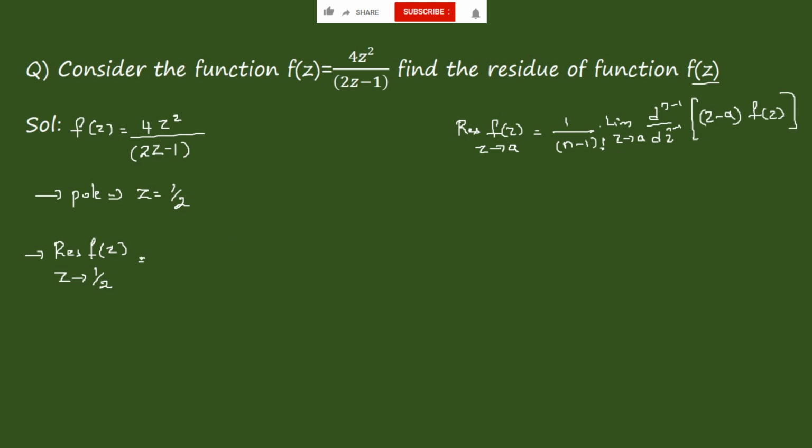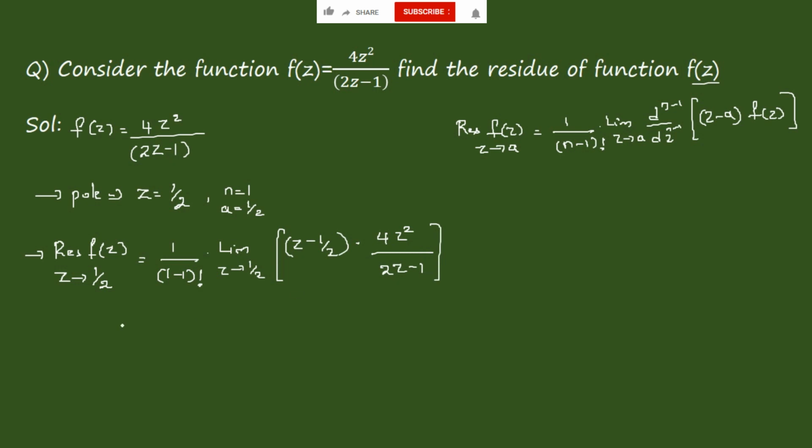So we're writing the same thing here. n is equal to 1, and a is equal to 1 by 2. So we get 1 by 1 minus 1 factorial into limit z tends to 1 by 2, and it's a simple pole, so no need of differentiation, into z minus 1 by 2 into f of z, which is 4z square by 2z minus 1.